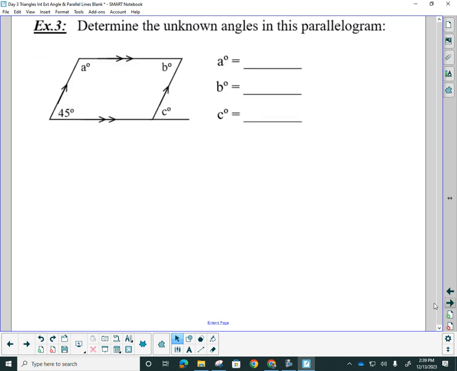All right, next. Since this is a parallelogram, you can imagine that this is the same situation, two parallel lines and then lines crossing through them. And it's also some of the properties of a parallelogram.